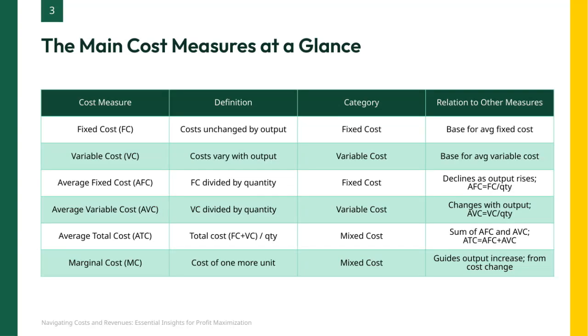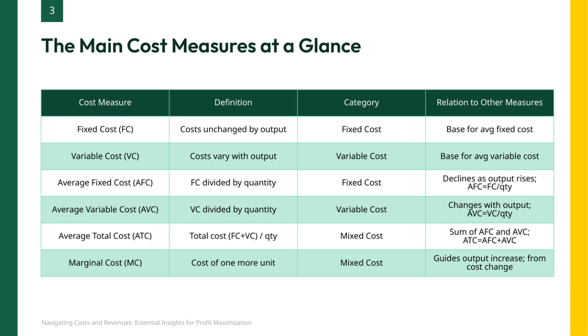On this slide, we have a clear overview of the main cost measures that are essential in understanding production expenses. Starting with fixed costs, these are expenses that don't change no matter how much output we produce, and they serve as the base for calculating average fixed cost, which simply spreads these fixed costs over the number of units produced. Next, variable costs fluctuate with output, so the more you produce, the higher the total variable cost. And this forms the base for average variable cost, which again is the variable cost per unit produced.